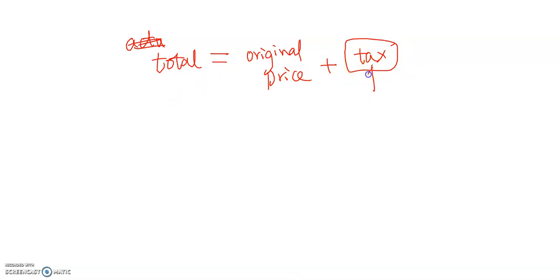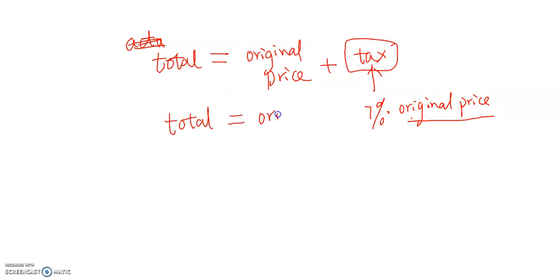How do you get that? How do you calculate the tax? The tax is whatever the percentage you have. Let's say 7% in Ohio, or 7.25%, times the original price. So the tax is based on the original price. It's not based on the price that already includes the tax. So always take the 7% times the original price. That gives you the formula that you can use when you do the homework question.